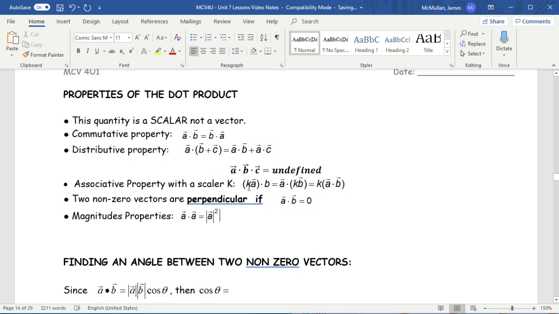If you were to scale A and then dot with B, it would be the same as scaling B and dotting with A. It would also be the same as simply scaling the dot product itself, because k is a scalar, and you can multiply a scalar times a scalar. That works, right? Two non-zero vectors are perpendicular if A dot B is 0.